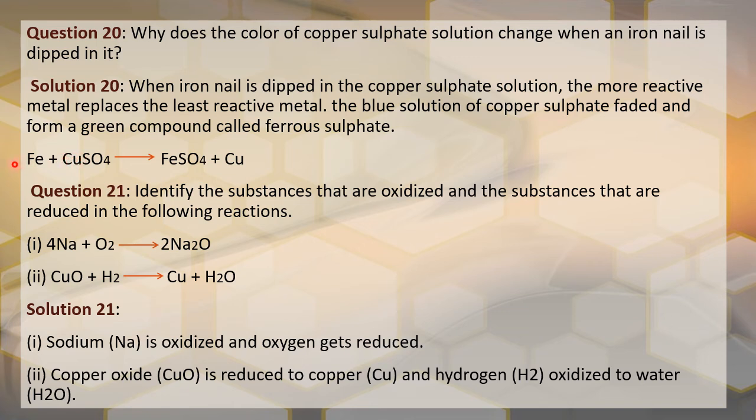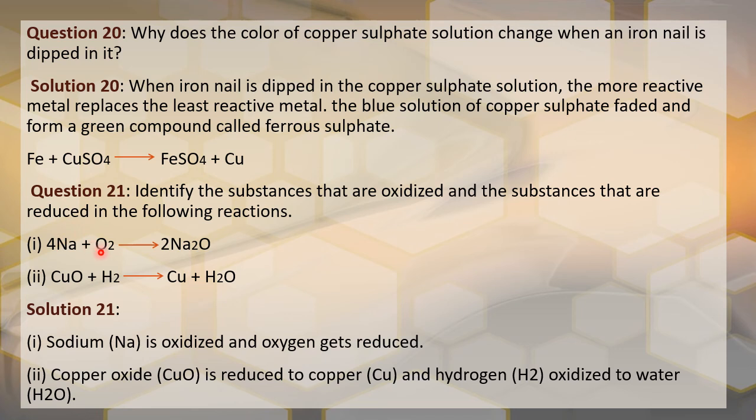Question number 21. Identify the substances that are oxidized and the substances that are reduced in the given reactions. Here, Na plus O2 gives Na2O. This is addition of O on the Na. Therefore, sodium is oxidized. When sodium is oxidized, the other one is reduced, because it's a redox reaction, where there is oxidation, there is reduction. Therefore, sodium is oxidized, and you can say the other part, oxygen, is reduced.